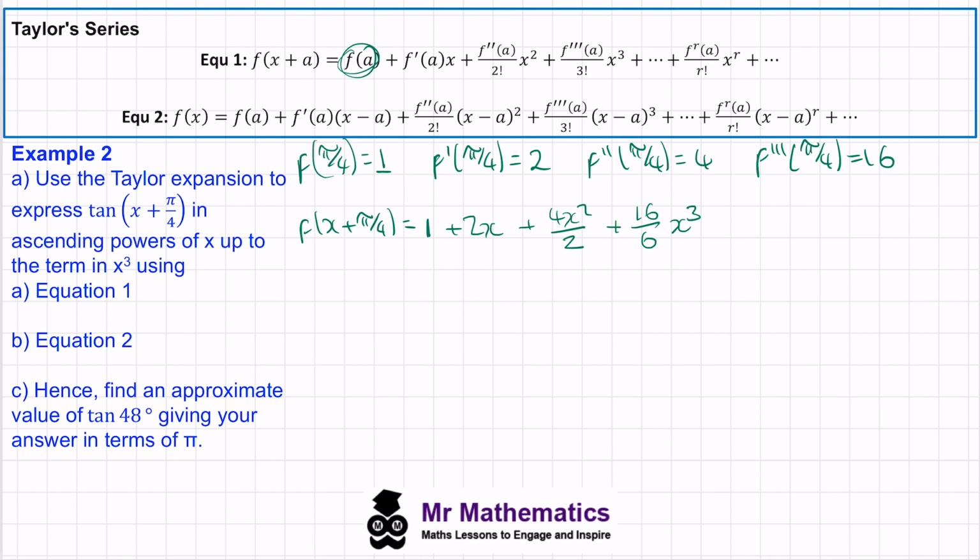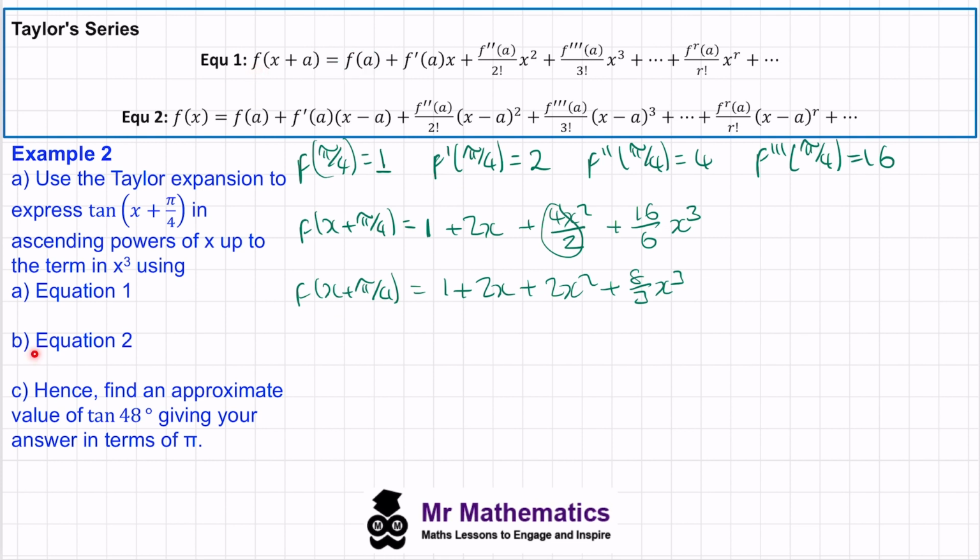And we can simplify each of these fractions. So we get f of x plus pi over 4 is equal to 1 plus 2x plus 2x squared plus 8 over 3 x cubed. So this is the approximation for f of x plus pi over 4 using equation 1.